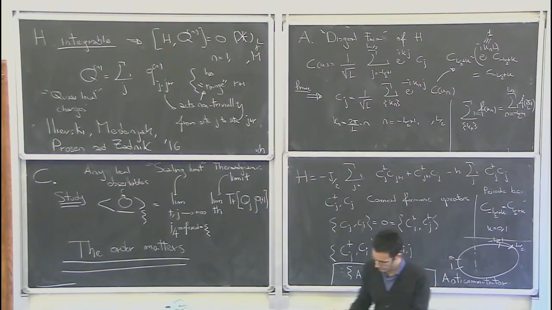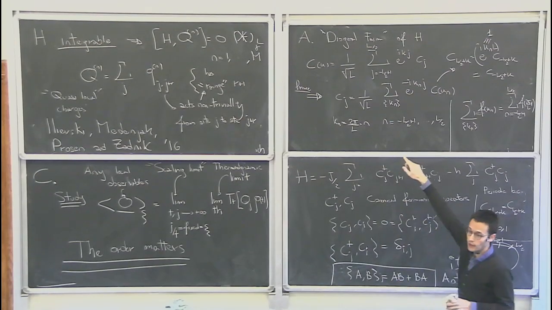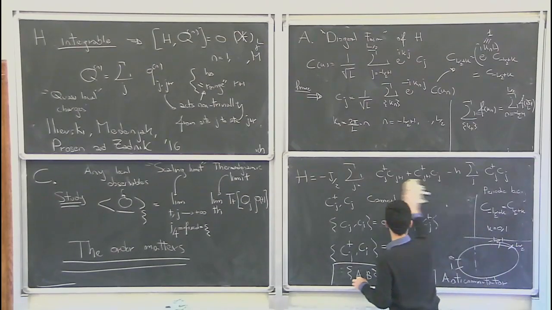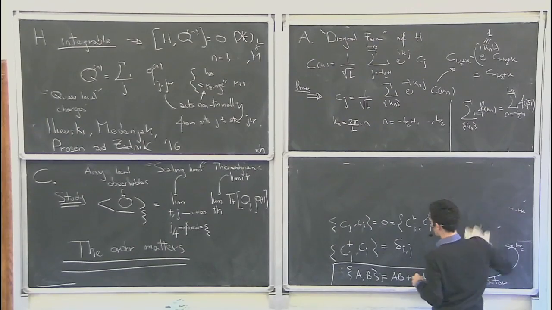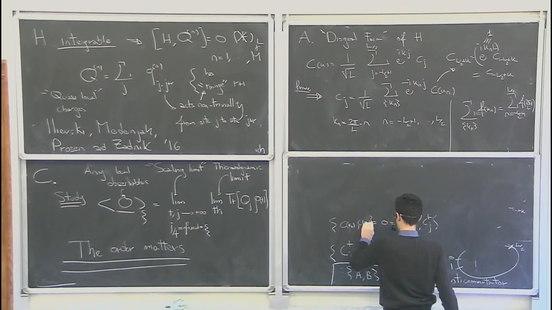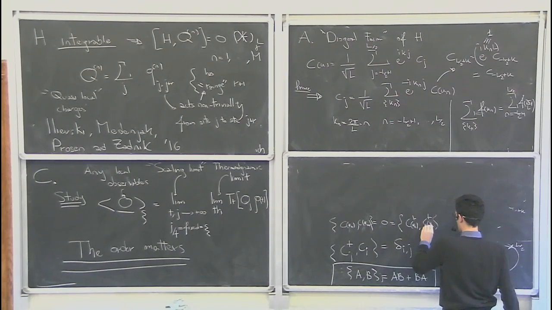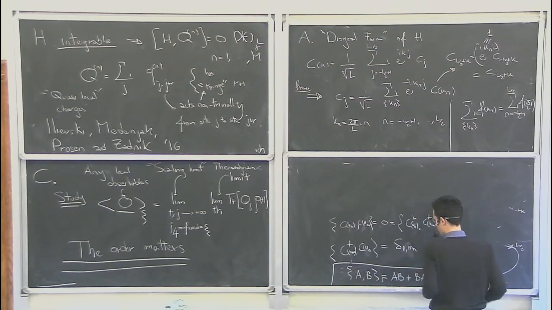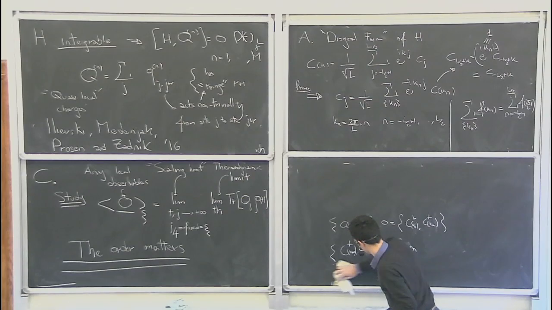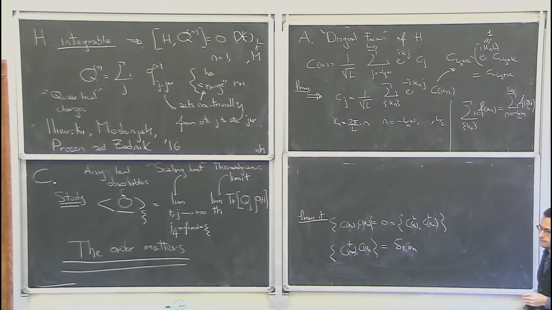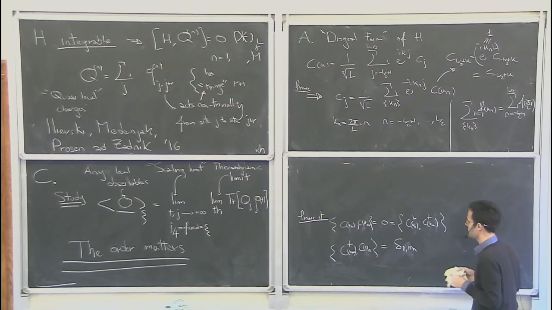Another thing you should verify, but I'm not going to do it now, is that this new operator C of K again satisfies the canonical anti-commutation relations. If you just substitute K_n and K_m instead of j and i, it's the same. So they are again canonical fermions. You should prove this too: you just use the definition and the fact that C_i and C_j are canonical.